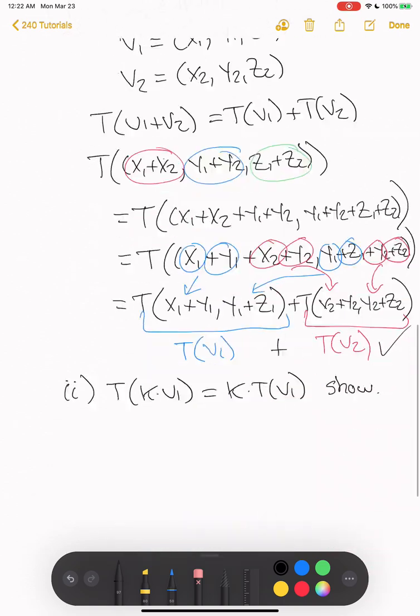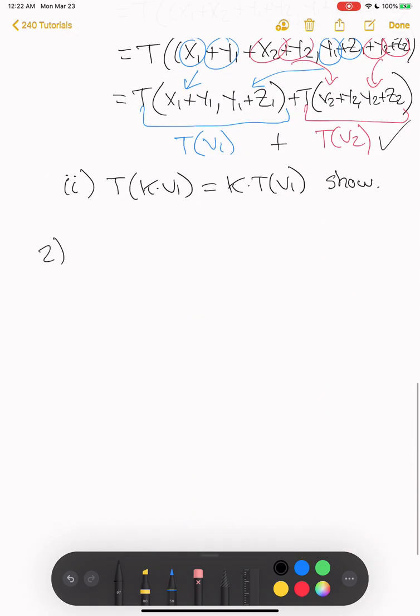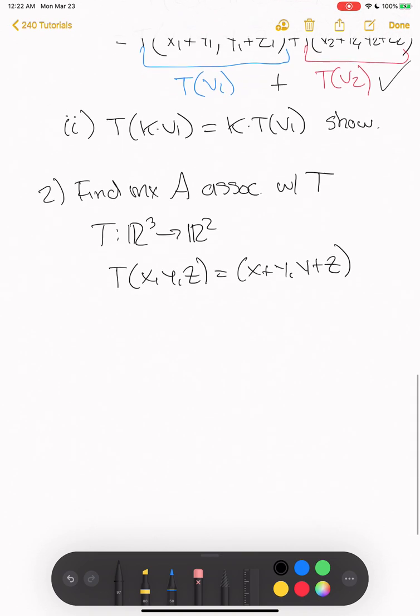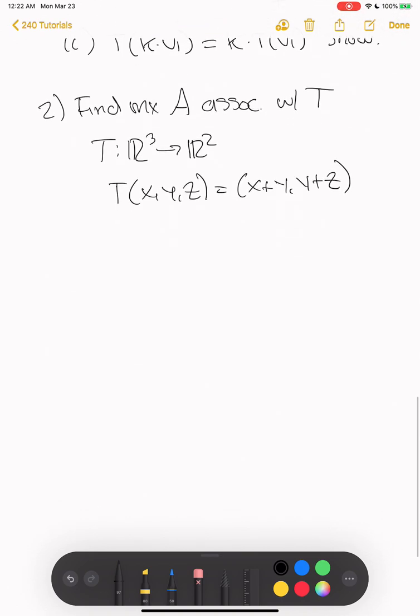Okay, so for 2 then, we need to find the matrix A that's associated with T. So I'm going to write T again. T goes from R3 to R2, and it's given by T of (x, y, z) equals (x plus y, y plus z). And now we need to consult the textbook for a definition. So the matrix A associated with T can be found by this definition here.